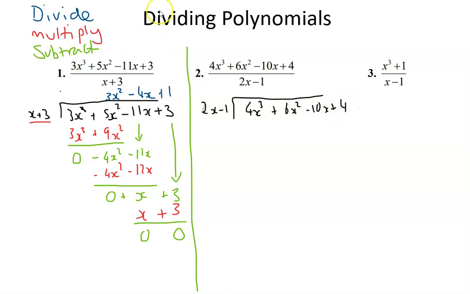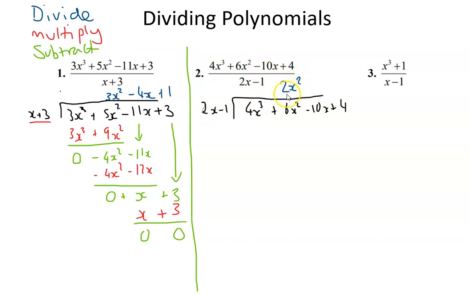And then we repeat our three actions. We divide. We divide the first thing by just the x term. So 4x cubed divided by 2x, well, 4 over 2 is 2. X cubed over x is x squared. That was nice and easy.